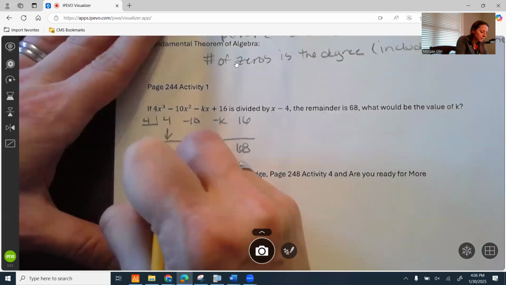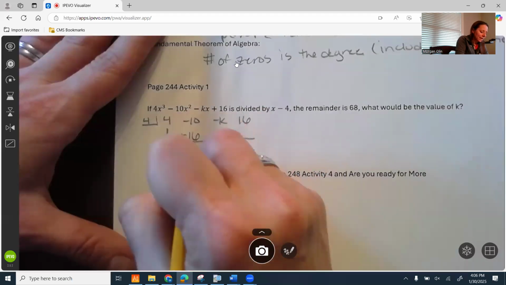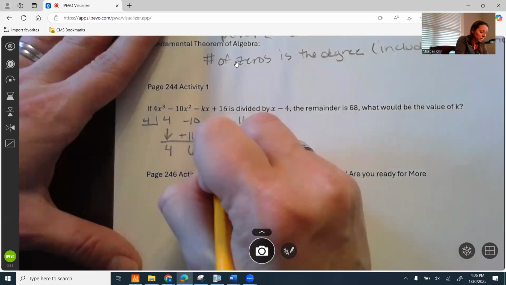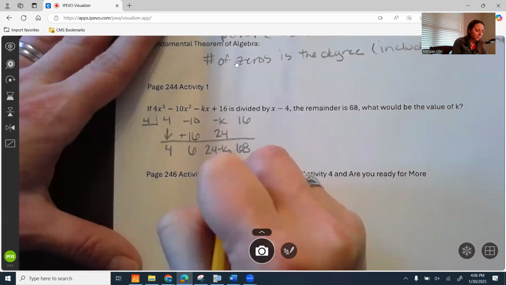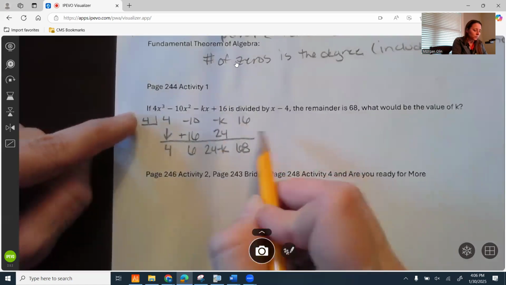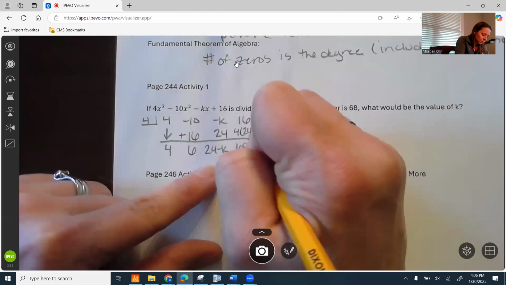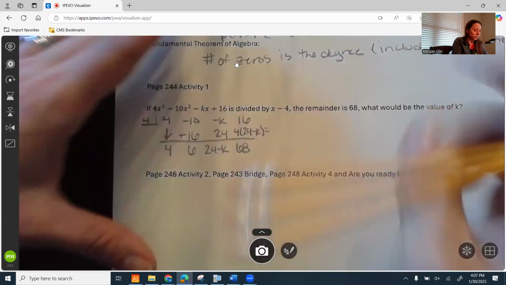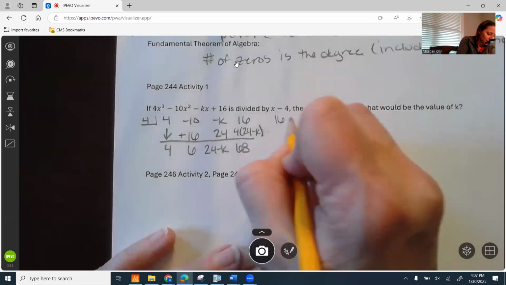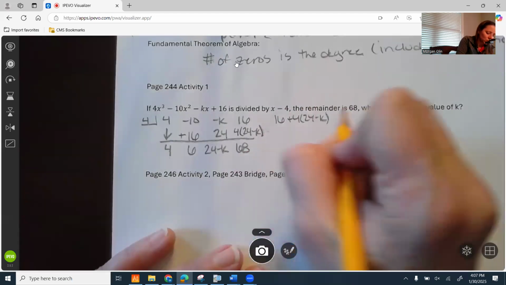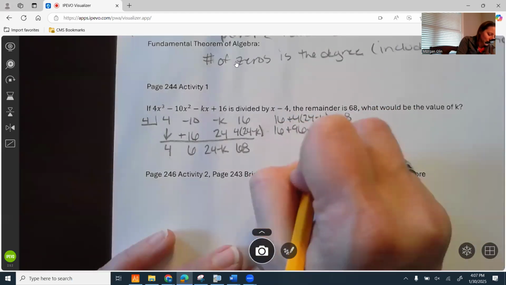All right, I'm going to start out synthetic division. 4, bring the 4 down. 4 times 4 is 16. If I add this, I get 6. 4 times 6 is 24. And when I add this right here, it's 24 minus k. Now think about this. K is a little further to the end, so it may be easier. 4 times this, whatever this is, I'm going to put that in parentheses. 24 minus k should equal, is that right there? Okay, so I actually have this equation, 16 plus 4 times 24 minus k should equal 68. All right, 16 plus 96 minus k equals 68.